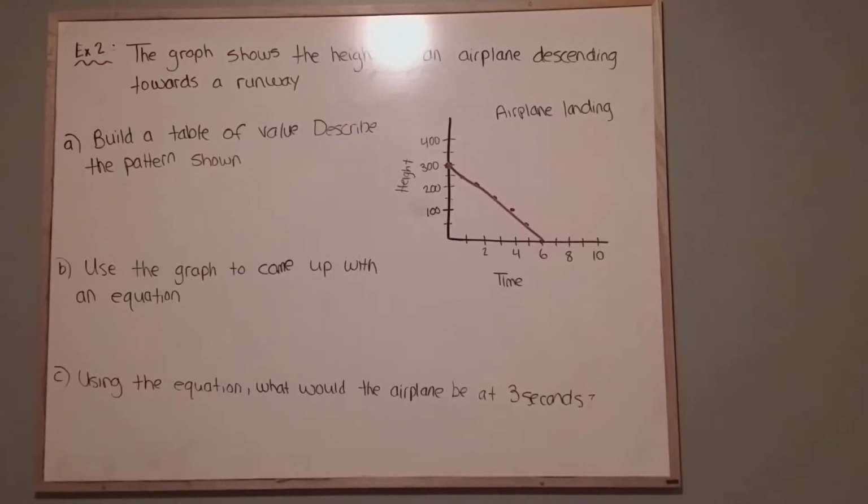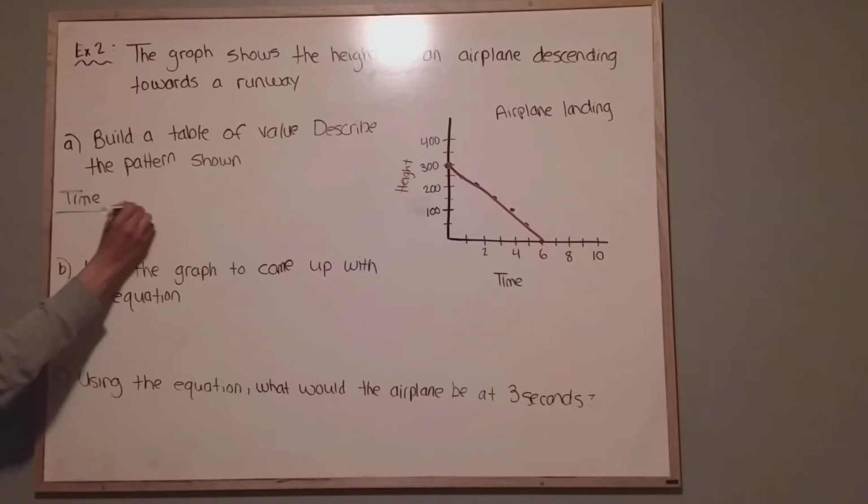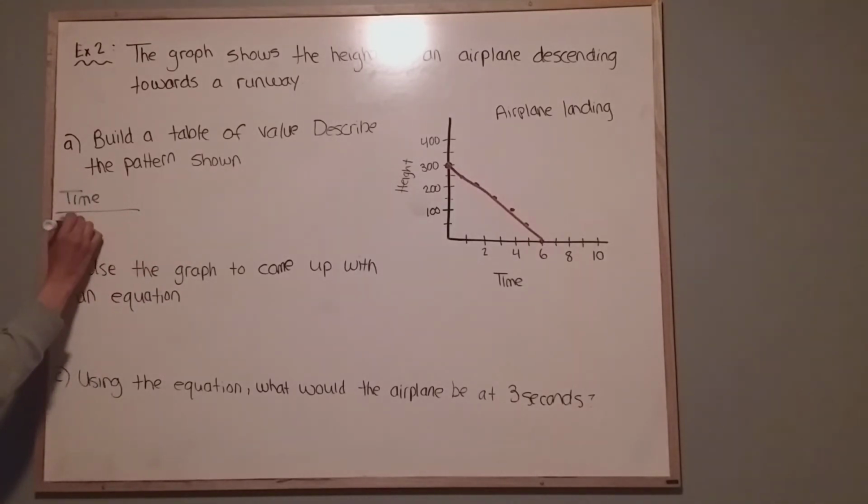Example 2 is a word problem. The graph shows the height of an airplane descending towards a runway. Descending means the airplane is getting lower and lower until it hits our runway. So A says build a table of values and describe the pattern shown. So if I look at my graph, I know my x is my time, and I know y is my height.